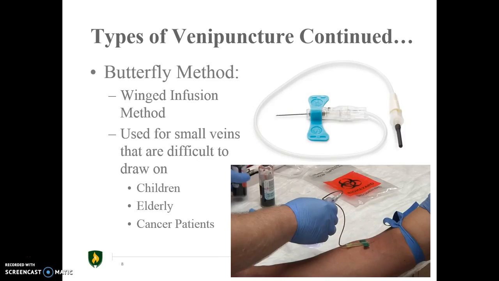Next, we have our butterfly method, and this method is what we also call a winged infusion method. It's a needle that attaches to tubing, and that tubing then has a tube holder at the other end. This is great for using on small veins that are difficult to draw from, specifically elderly or children, and it gives a little bit more freedom with having the ability to use both hands instead of just one.